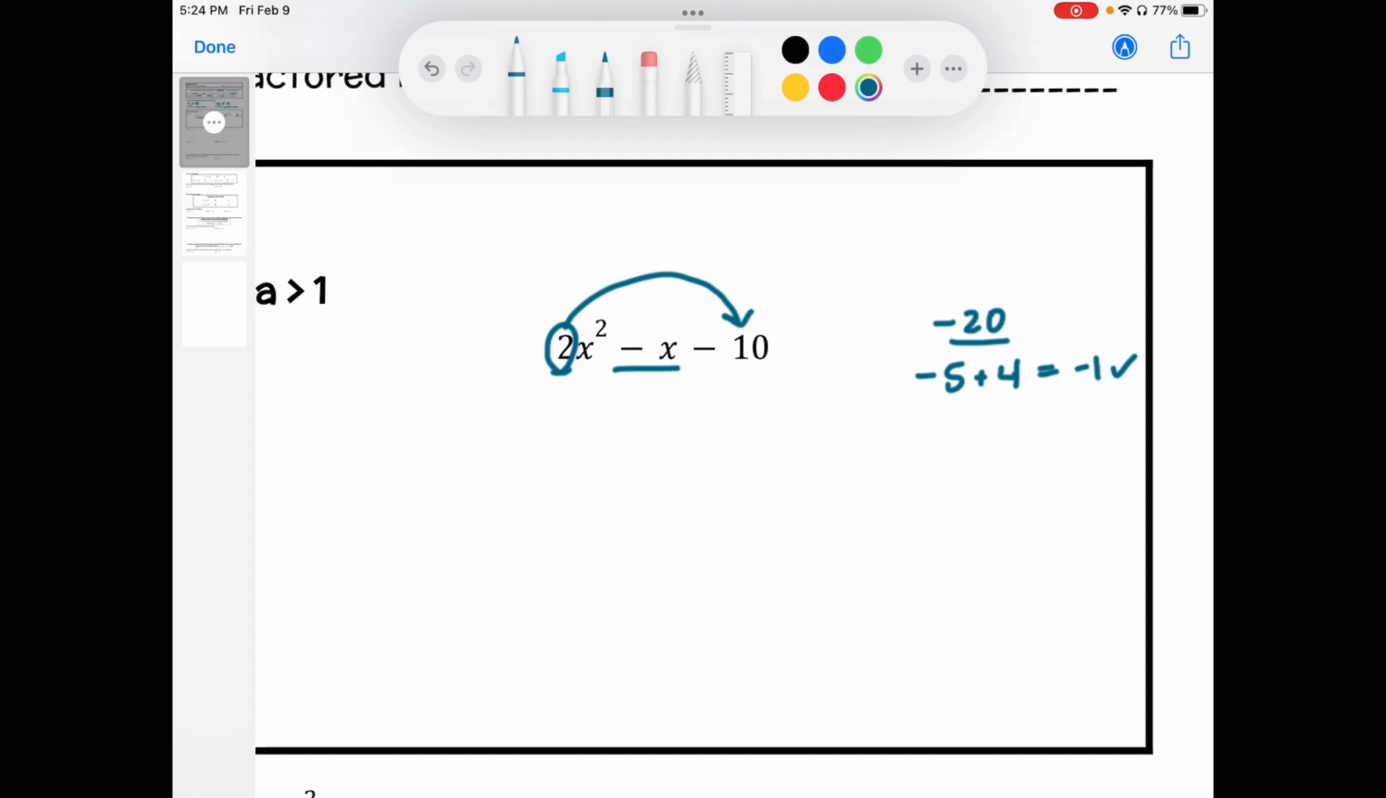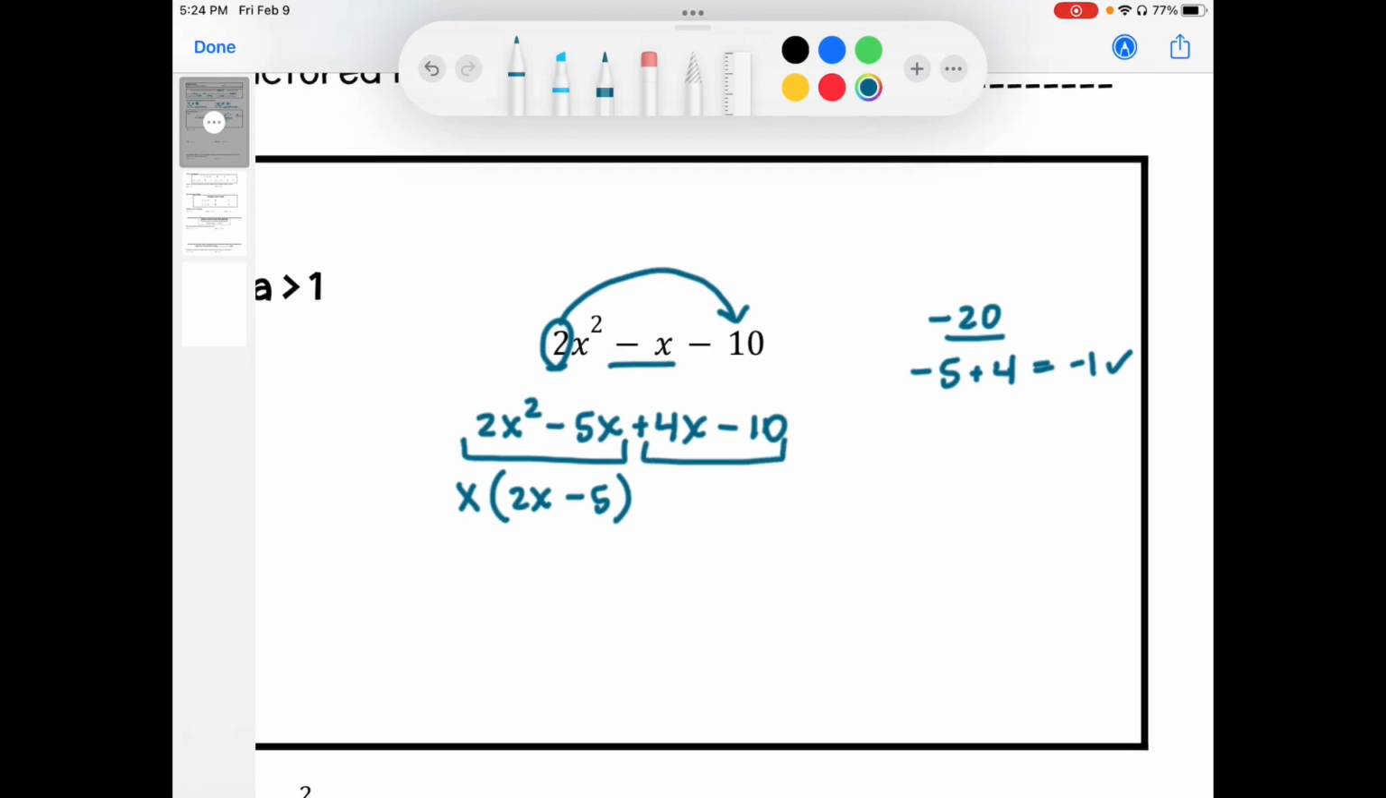All right, so now we have to do factoring by grouping. So we have to keep that 2x squared the same, and we're going to replace the middle term with those two numbers we found. So we're going to have -5x plus 4x minus 10. And then we group the first two together and look for our GCF. So the only thing that they have in common is an x. Everything else stays the same. We just take an x away from each term.